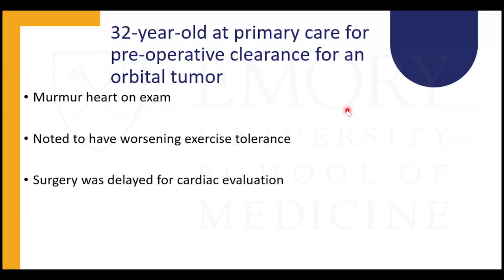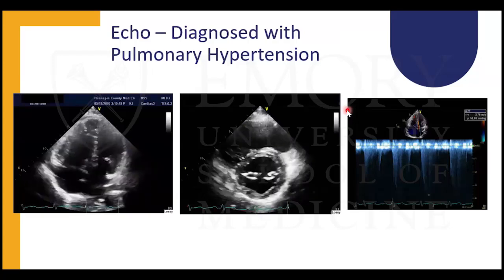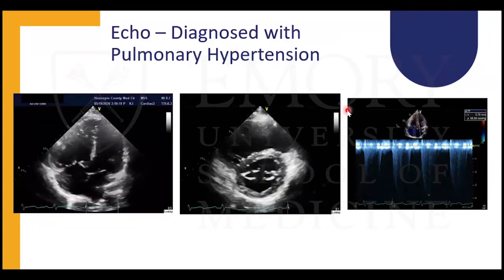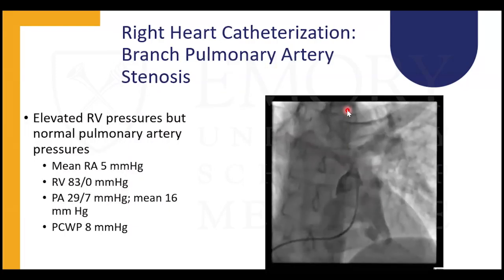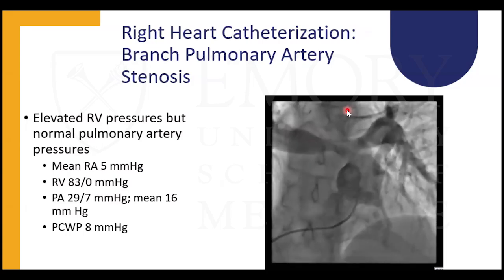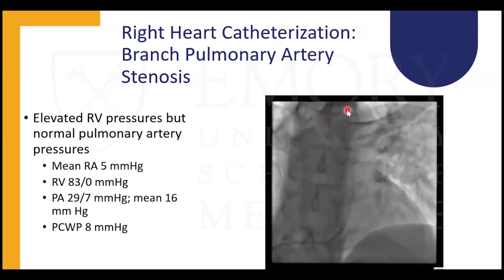Our next case is a 32-year-old who presented to primary care clinic for preoperative clearance for an orbital tumor. They were found to have a murmur on exam and had worsening exercise tolerance, and so surgery was delayed for cardiac evaluation. An echocardiogram was obtained, and they were diagnosed with pulmonary hypertension. They went on to have a heart cath and it was discovered that they did not have pulmonary hypertension, but RV systolic hypertension with branch pulmonary artery stenosis.